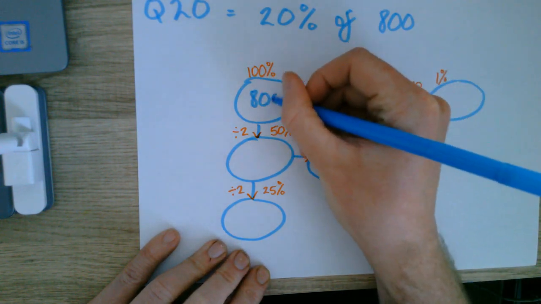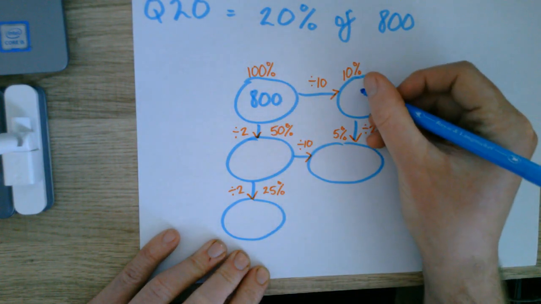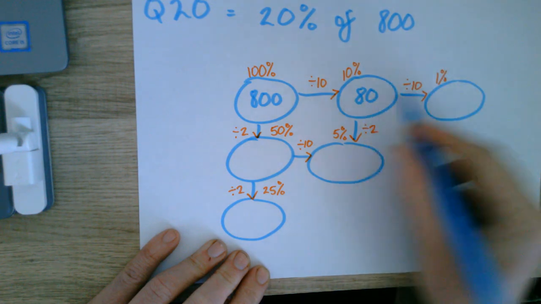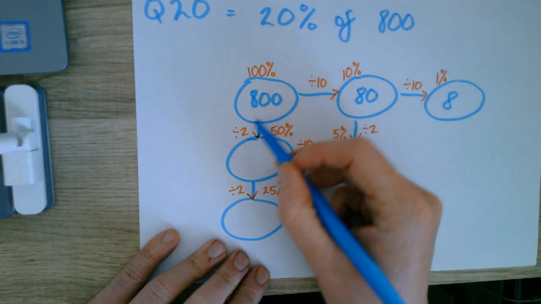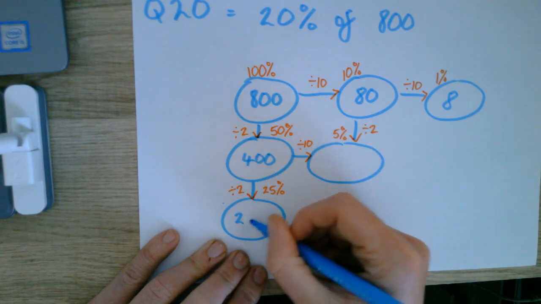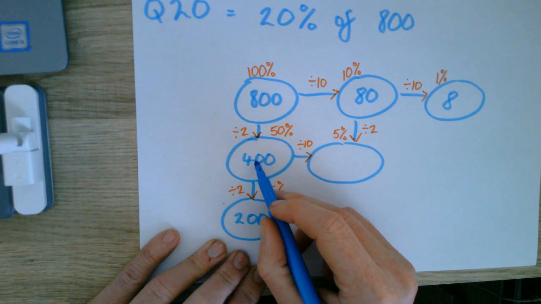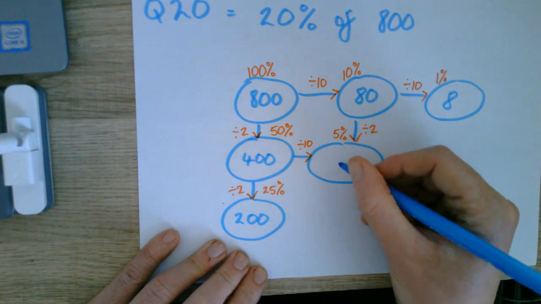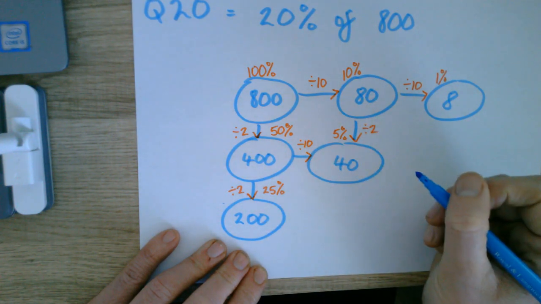100% is in our question, that's 800, divide that by 10 is 80, divide that by 10 again is 8. If I half it, it's 400, and if I half that again, it's 200, giving us 25%. 50%, which is 400, divided by 10 would be 40, or 10% halved would also be 40.